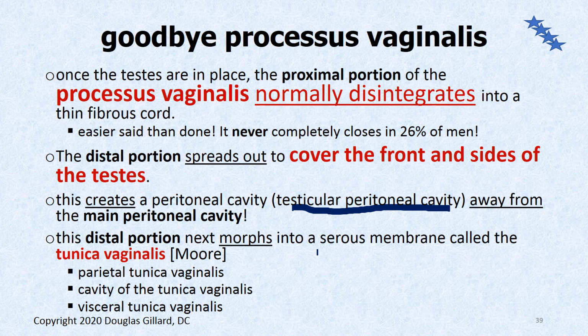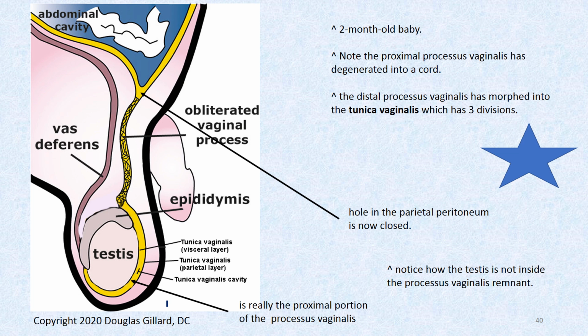Right, the distal portion morphs into two serous membranes, as I just said: the parietal tunica vaginalis and the visceral tunica vaginalis, and then the cavity of the tunica vaginalis. And we studied that in gross anatomy 2. And here's a nice little picture of this. This was our processus vaginalis, but now it's scarring, it's shutting right here, but not down here.